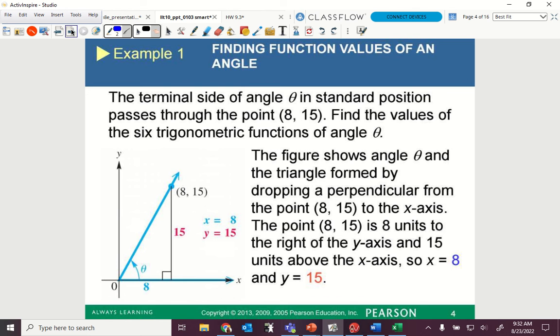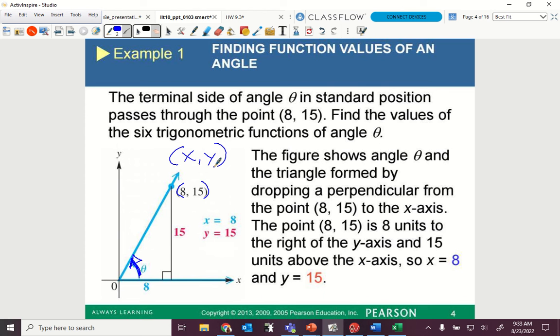So for this example, it says the terminal side of angle theta, which is here. Angle theta, the terminal side would mean that the angle starts at the bottom and goes up this way. So terminal means it ends, is going to be the position of (8, 15), right there. My ordered pair is always in alphabetical order. It's always going to be x comma y. So my x value is 8, so that means it goes to the right 8. My y value is 15, it goes up 15. Find the values of the 6 trigonometric functions.